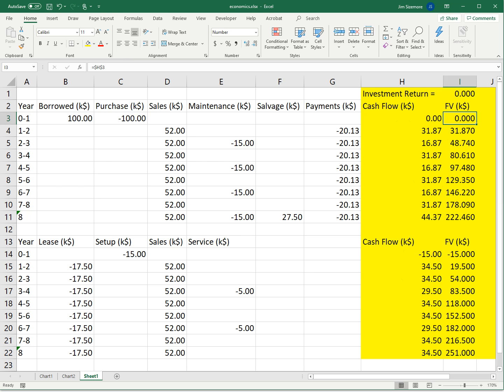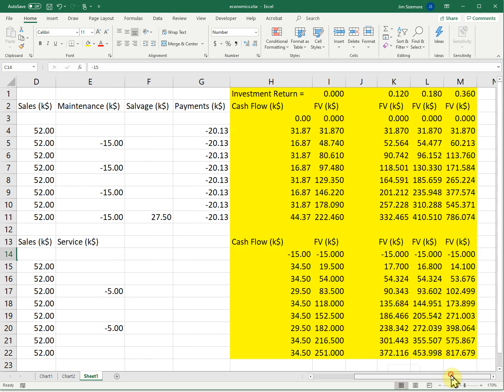Future value, that is how much income do we have? Well, at time zero, it might be negative. In this case, it's negative. You're going to pay something out. How much interest are you going to earn on the negative amount of money? You're going to earn negative interest. In the lease option, at time equals 0, you spent $15,000 already.